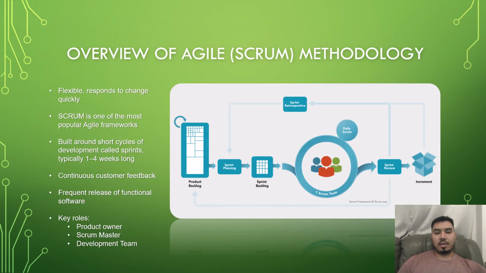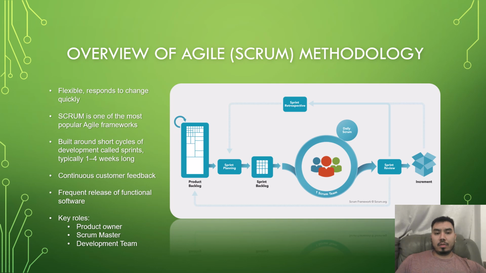So Agile is the second methodology. Agile has different frameworks, and I've decided to speak about Scrum, because Scrum is one of the most popular frameworks in Agile nowadays. The purpose of Agile is to deliver a small working piece of software regularly and allow for constant improvements. It's built around short cycles of development called sprints, and typically each sprint is from 1 week to 4 weeks long.